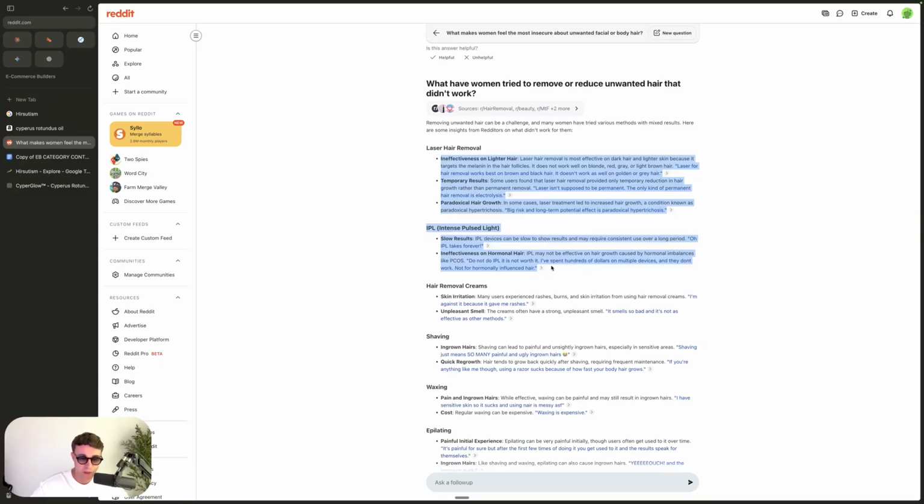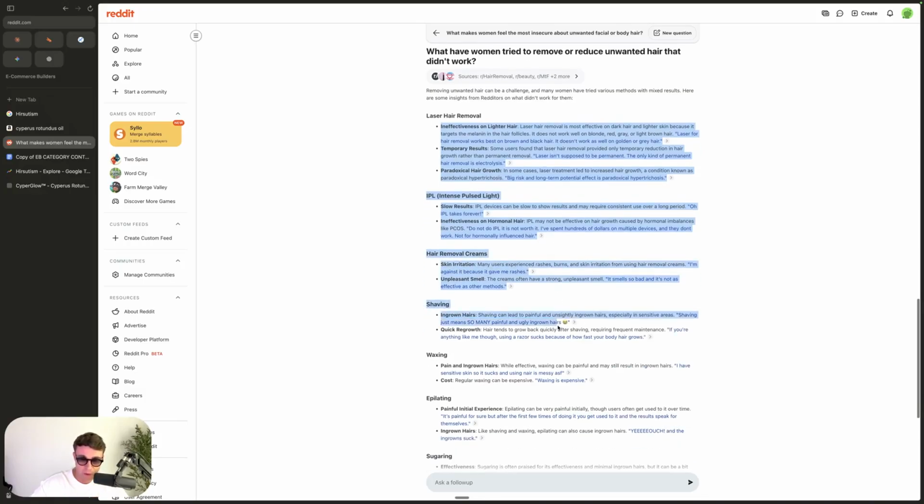IPL, which were actually historically really popular dropshipping products that people had huge success with. Okay, that's basically saying that it takes too long. Hair removal creams, skin irritation. Many users experience rashes, burns, or skin irritation from using hair removal creams. I'm against it because it gives me rashes. Like, that is really good.